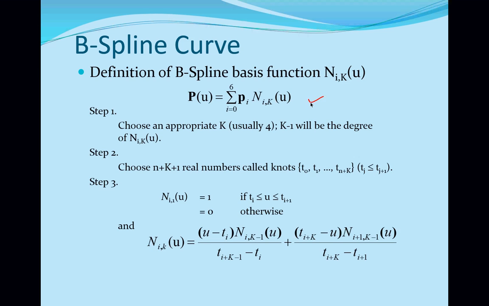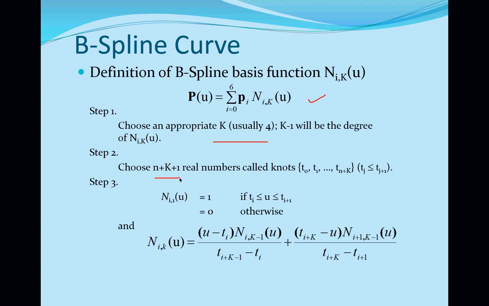So again I am writing the equation. How do I go with the steps? Choose an appropriate k. So minimum 4, because the radius of curvature continuity is maintained for the cubic curve. Okay, that is why I am saying 4. So 4 means k minus 1 is the order of the polynomial, that is, cubic order.